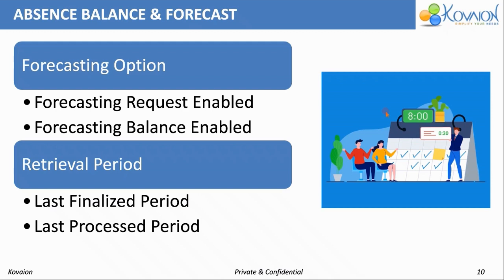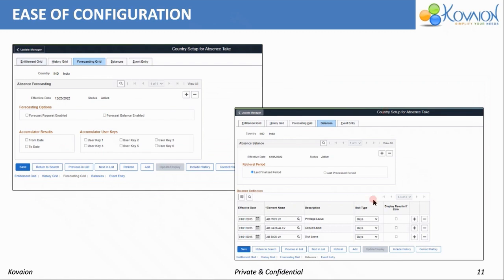For the last finalized period, users can select the last finalized period option to show the absence balance based on the last finalized calendar. For the last processed period, users can select the last processed period option to show the absence balance based on the last processed calendar. Probably I will show this part of the demo. Let's move to the absence balance and forecast demo.